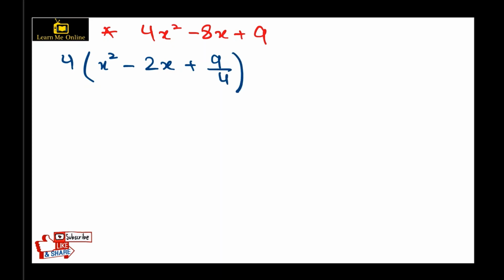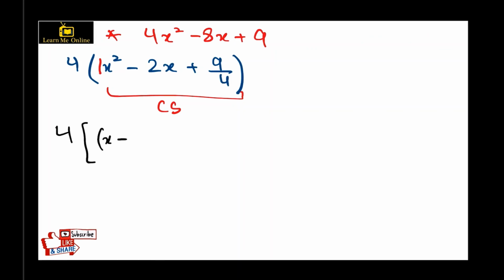Once we have got the 4 as a common factor, what do I see now? We have the x squared coefficient as 1, so we can apply the completing square method here. To begin with applying the completing square, we have 4 outside the bracket. We do x minus half the coefficient of x, which would be half of 2, that is 1, squared. Then there's a minus 1 squared, and then plus 9 over 4.